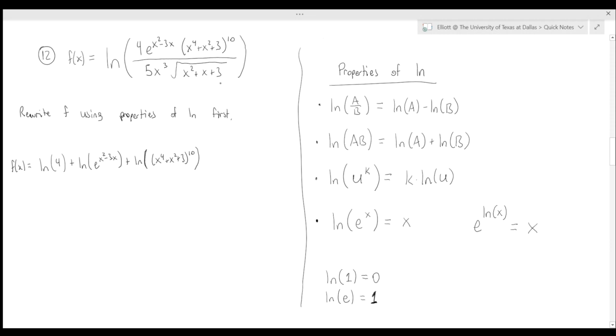And then for things in the denominator, by this first property here, things in the denominator I want to subtract. Okay, so I've got a 5 times x cubed and times the square root. So I'm going to subtract natural log of each of those terms. So minus natural log of 5, minus natural log of x cubed, and then minus natural log of the square root.